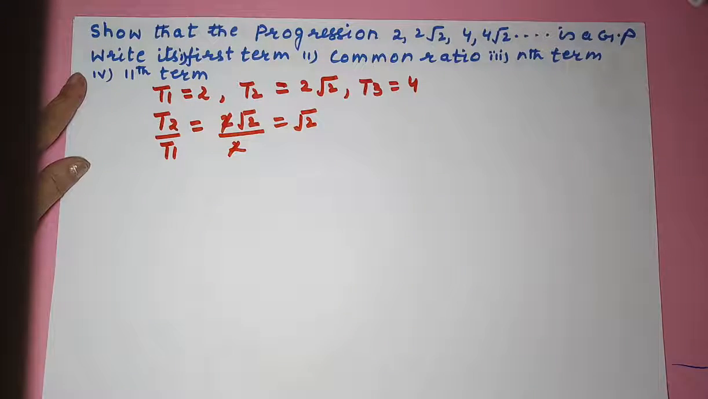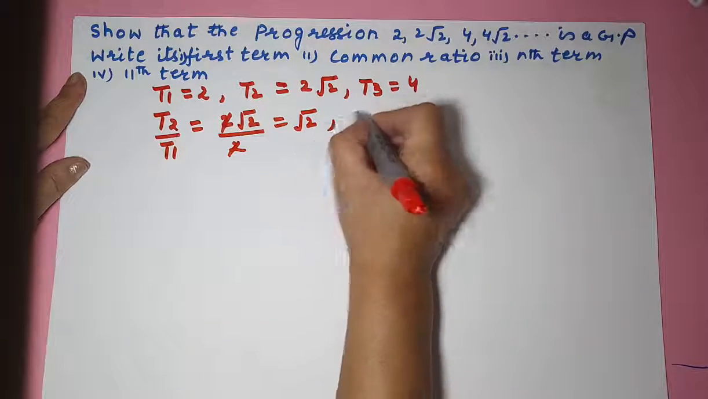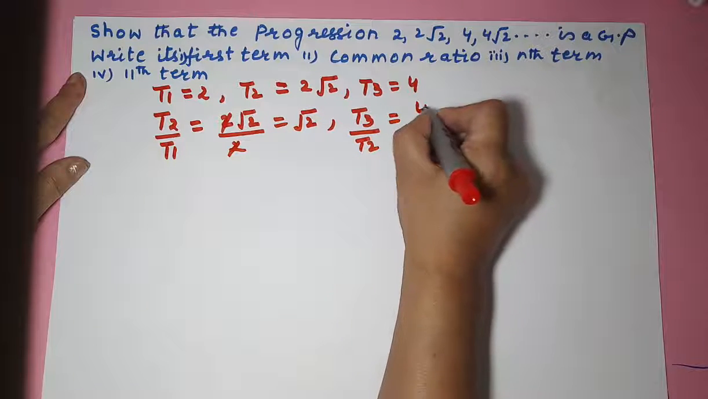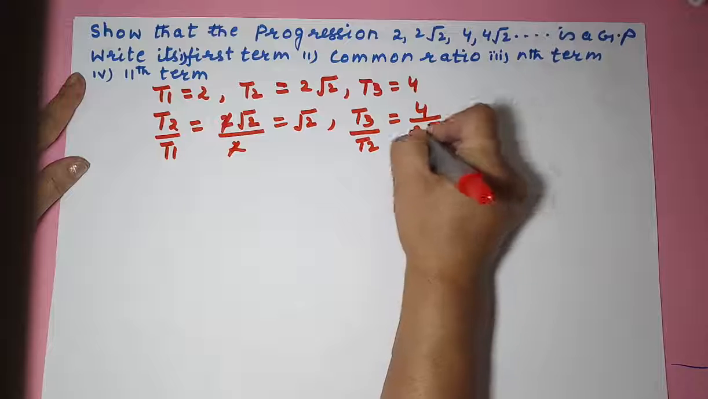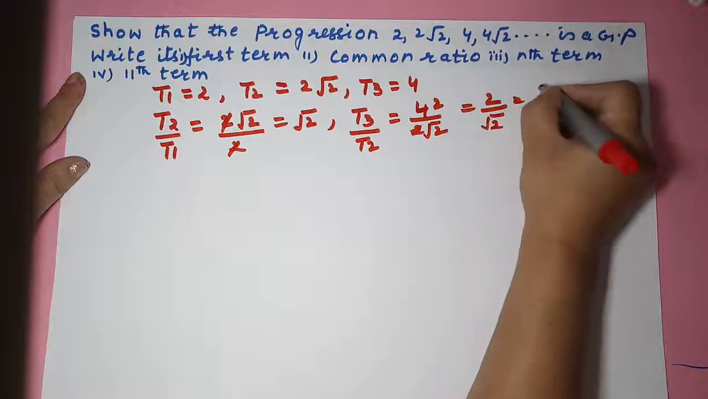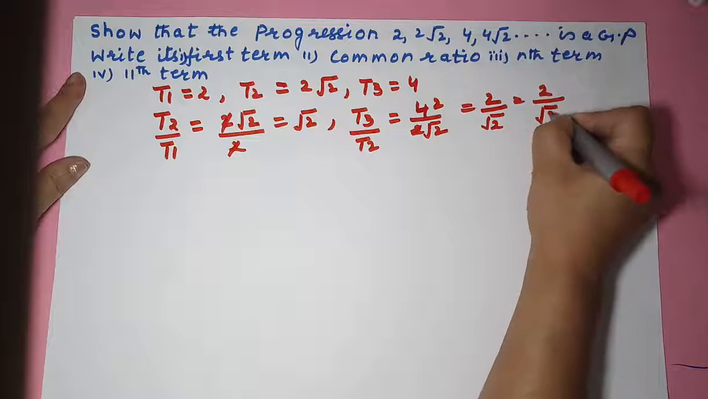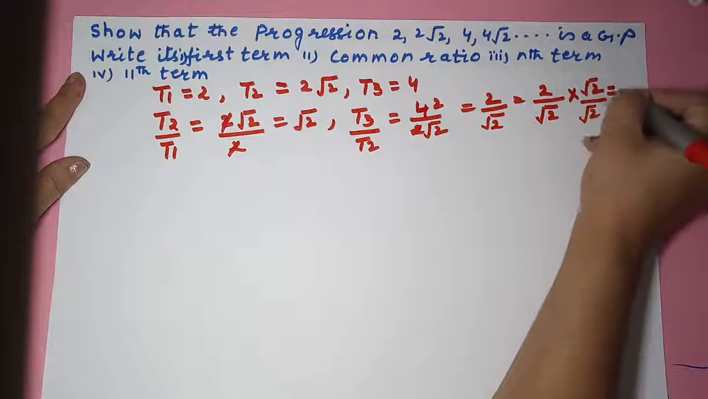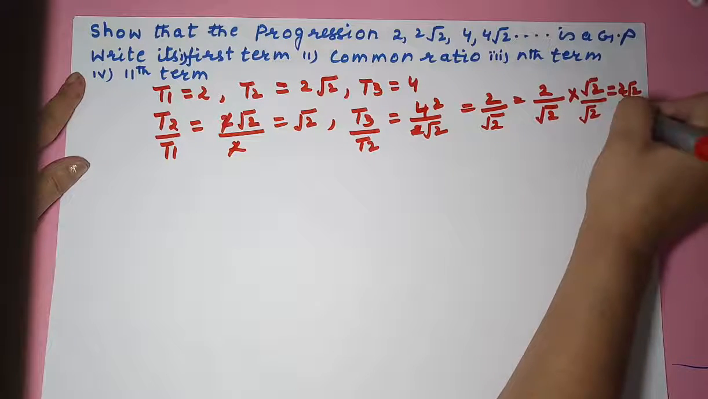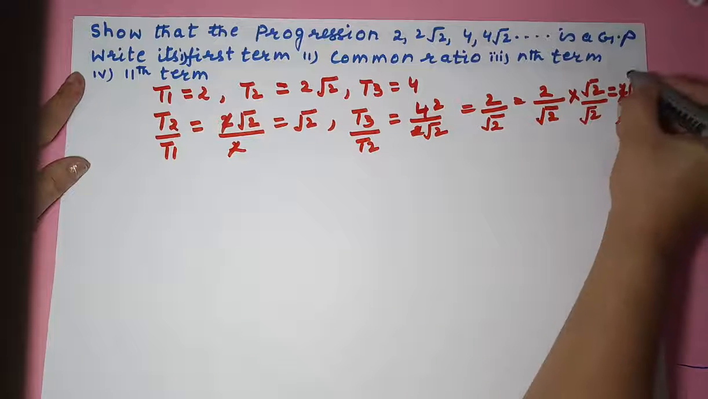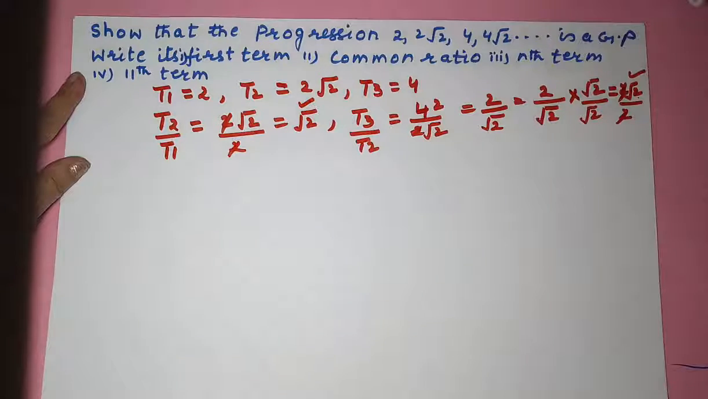is equal to T3 upon T2. Let me check what is T3 upon T2. This is 4 upon 2 root 2. 2 2s are 4, which is 2 by root 2. So we will rationalize this. We never keep the irrational value in the denominator. So what do we do? We rationalize this. So this will become 2 root 2 upon 2. 2 and 2 will go and I am left with only root 2. So I got root 2 here. I have already got root 2 here. So the progression is in GP.